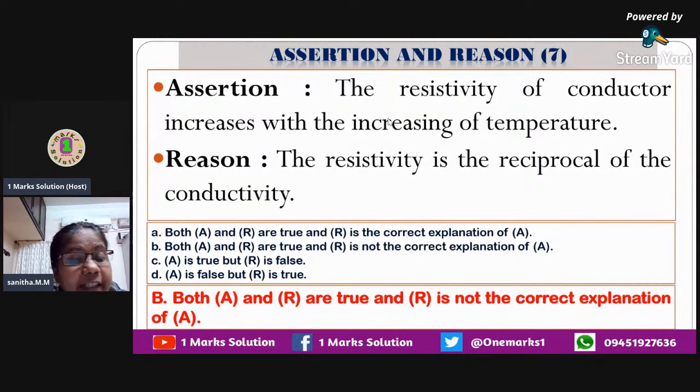So what is the answer? Here we can say whether the reason is the correct explanation of the assertion. No, they have to say about the dependence of the temperature and resistivity, isn't it? Directly proportional. But here it is given as the dependence of the resistivity and conductivity. So here the answer is B. Why? Because reason and assertion are true, but reason is not the correct explanation for the assertion.